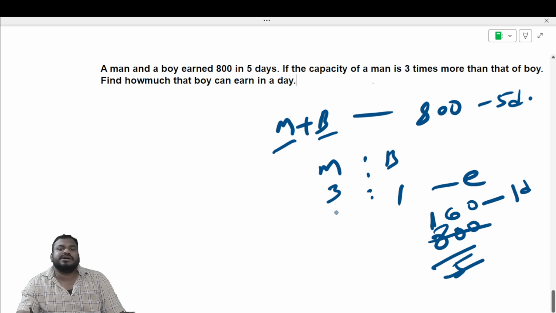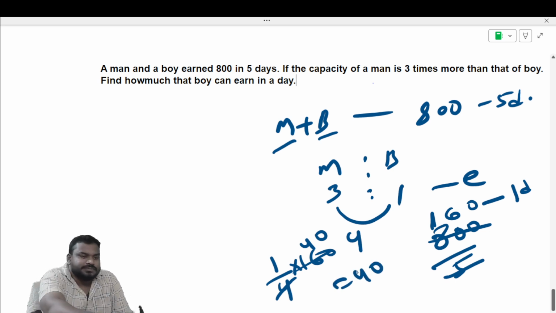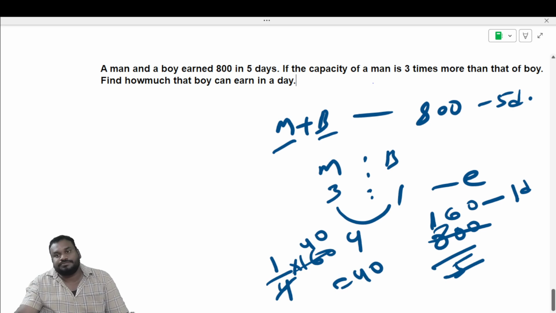So together means 4 parts. 4 parts is earning 160 rupees, and he is asking for the boy. Boy is one part. How much is it? 40 rupees a boy can earn. So this is how you get it.